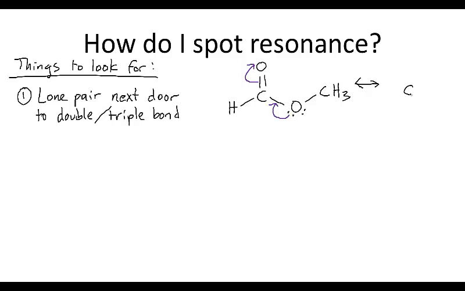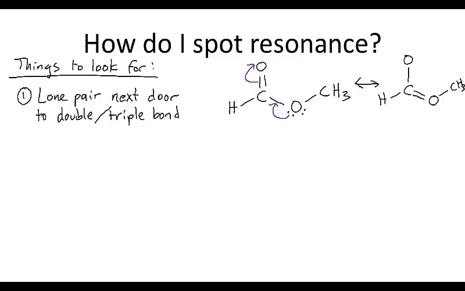And my alternate resonance structure now, one thing I want to point out, none of the atoms have moved. The atoms are all in the exact same spots. All that moved were lone pairs and pi bonds. So none of the atoms have moved, but now, where is the pi bond? Between the carbon and the oxygen.